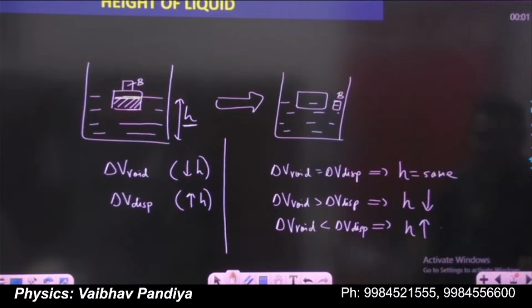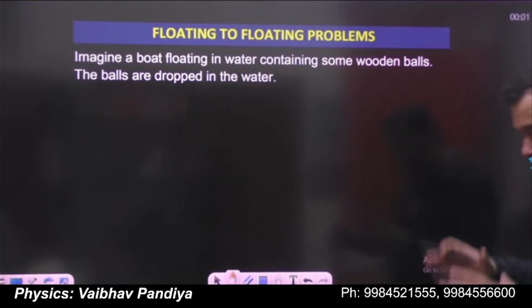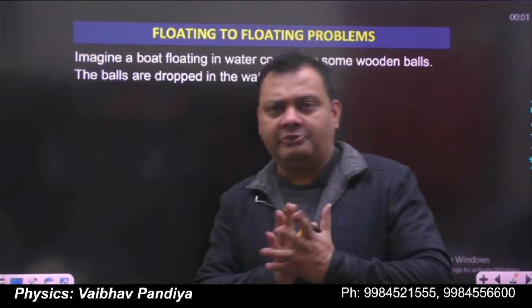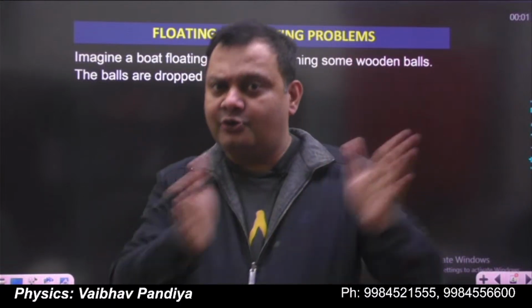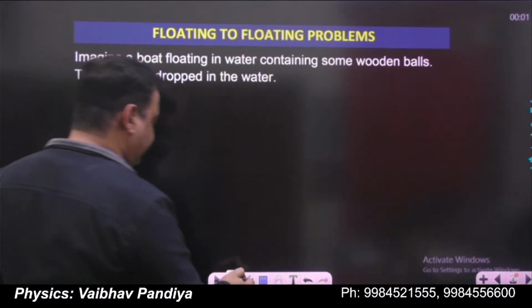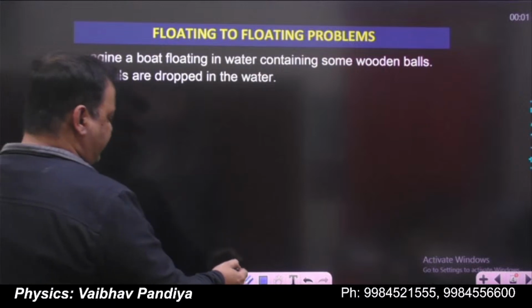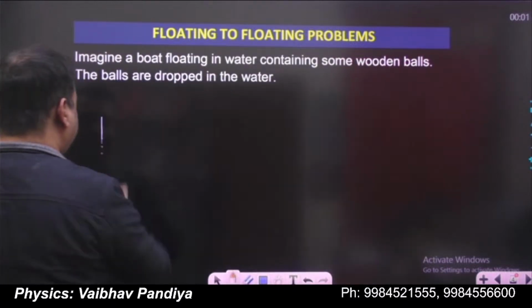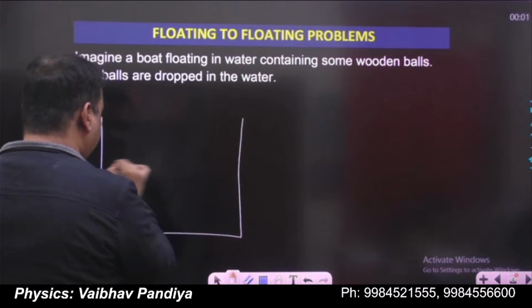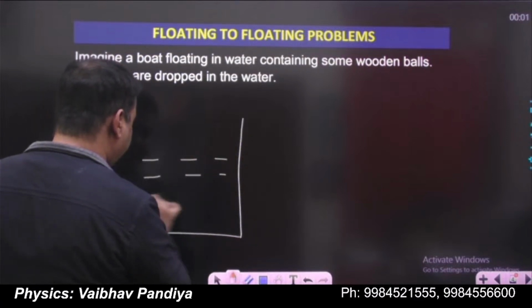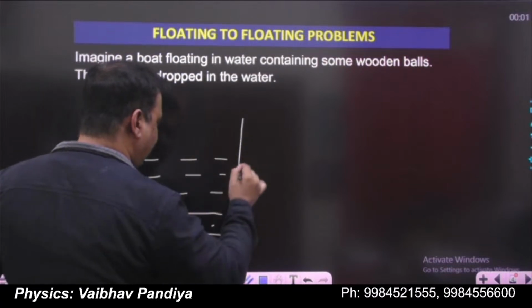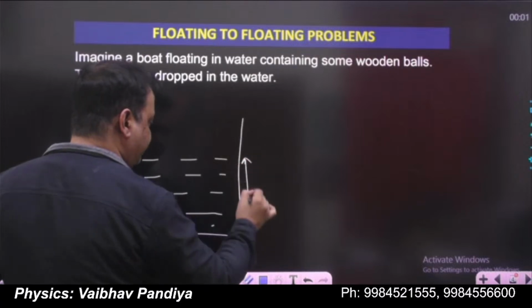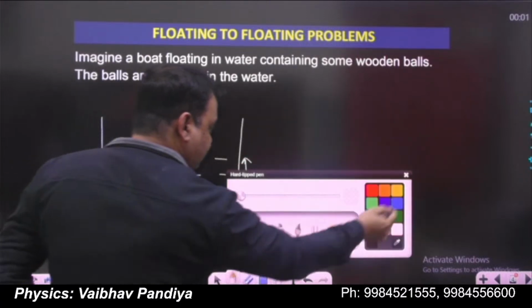Now let's see some of the illustrations. See, in type 1 problems, we will explore the floating to floating case. Like imagine a boat which is floating in a river. Now I'm making a river model like this. And say we have a boat, and the height or level of the water in the river be H. And this is your boat.